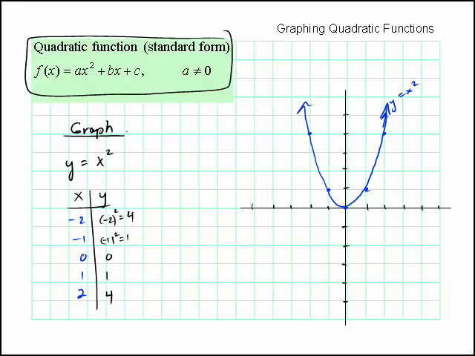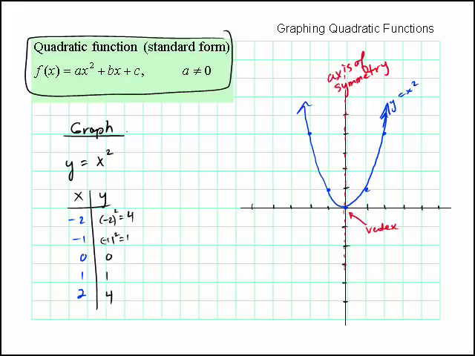The important features of a parabola: the lowest point here, or if the parabola opened upside down, it would be the highest point. That is called the vertex. A parabola is symmetric. One side is supposed to be just like the other side. And so the parabola has what's called an axis of symmetry, right down the middle, axis of symmetry.